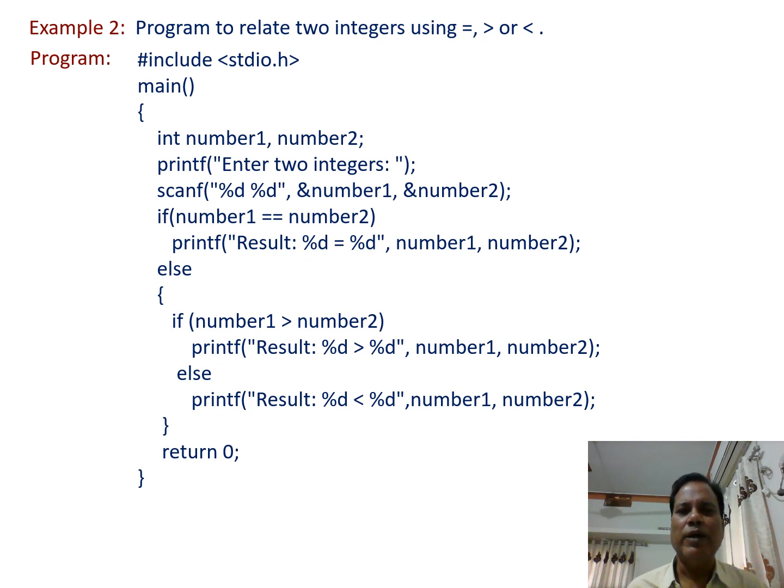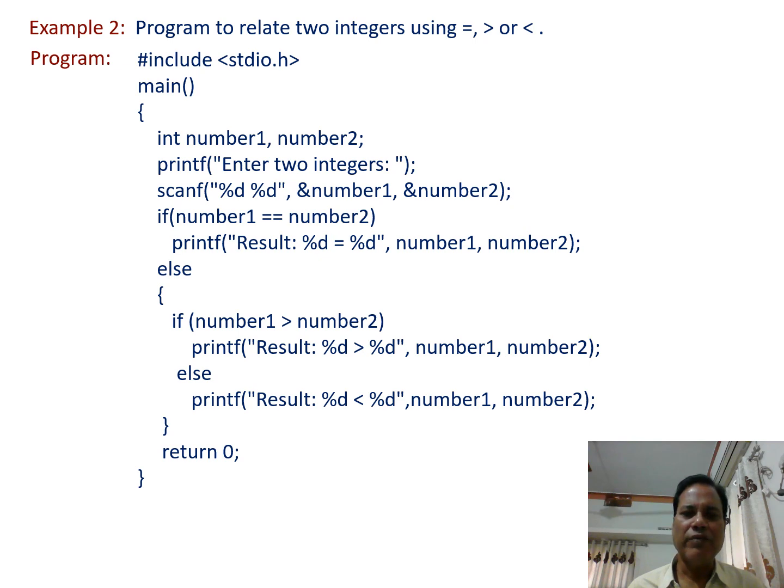In this program, int number1, number2; using this statement, we declare the two integer variables number1 and number2. Then using the printf statement, we print the message enter two integers. And when we enter the two numbers, those numbers are taken in and stored in the variables number1 and number2.